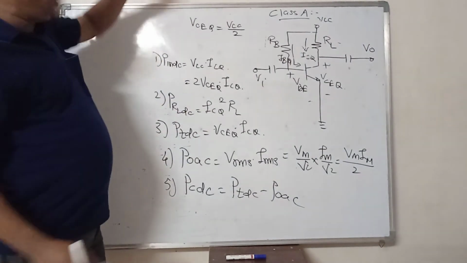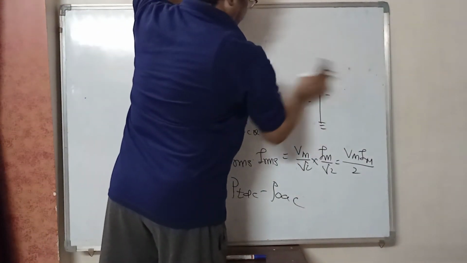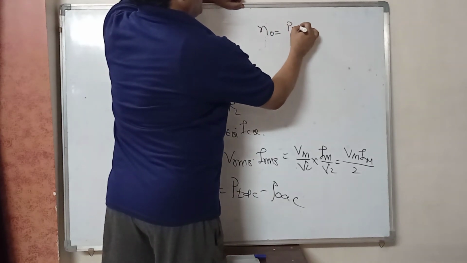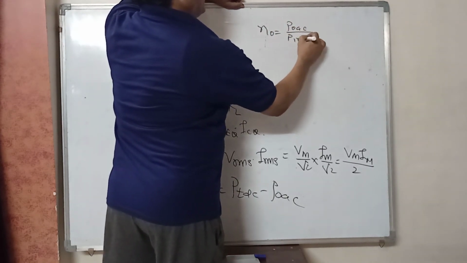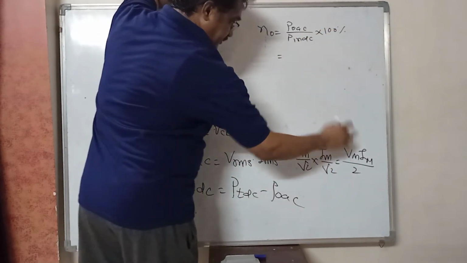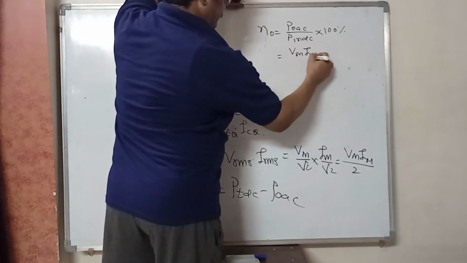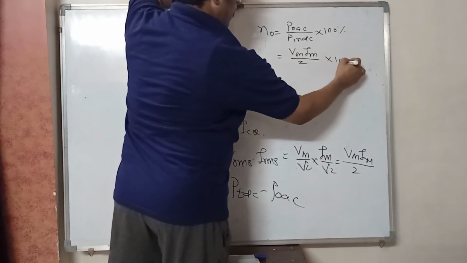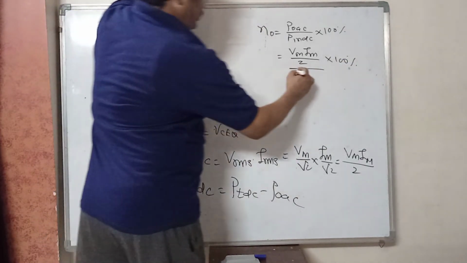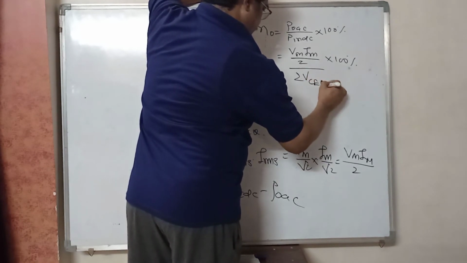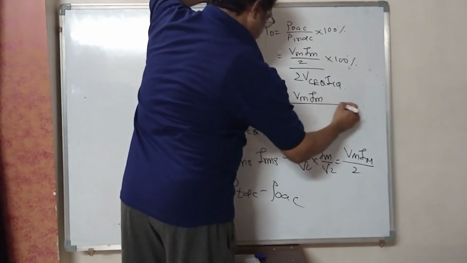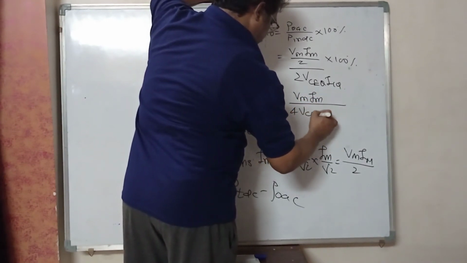So these are the 5 power relations, and now we will carry on with efficiency, the overall efficiency. Overall efficiency is output AC power upon input DC power into 100%. The output AC power is VmIm by 2, and the input DC power is VCC into ICQ, which is 2 VCEQ into ICQ. So it is VmIm upon 4 VCEQ into ICQ.